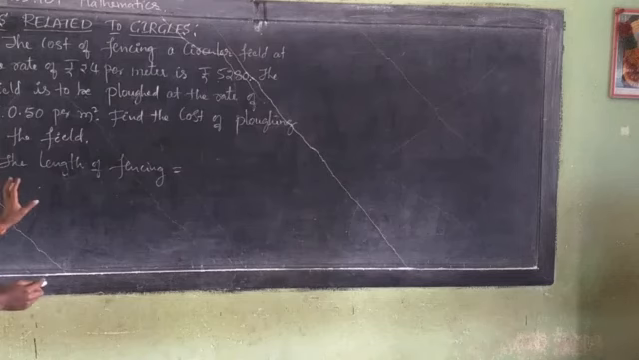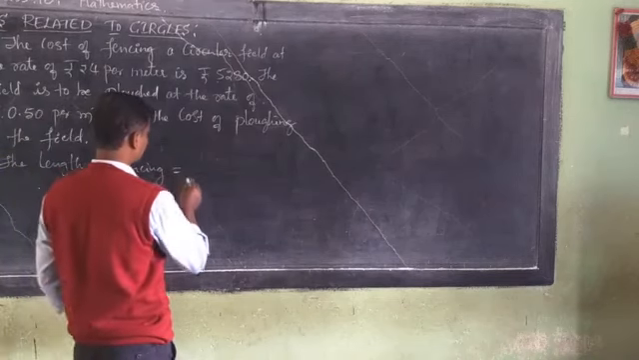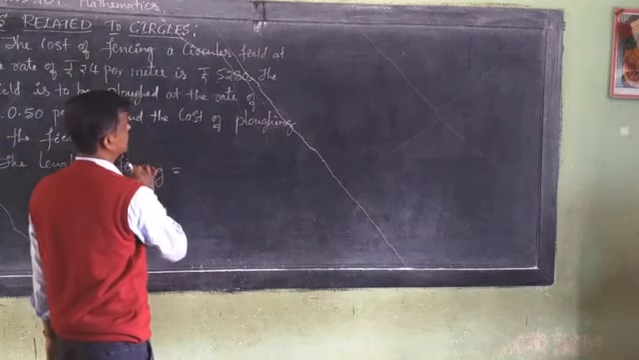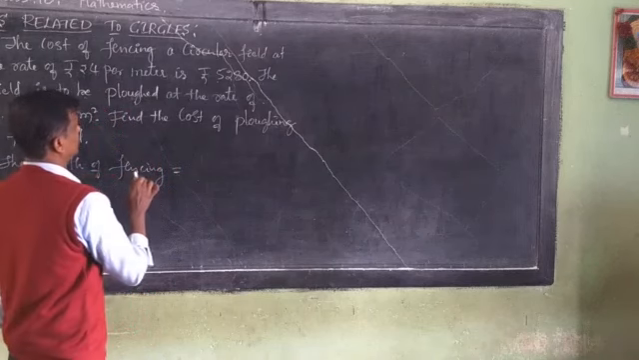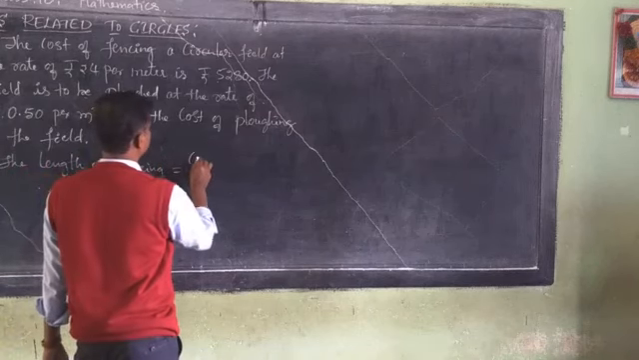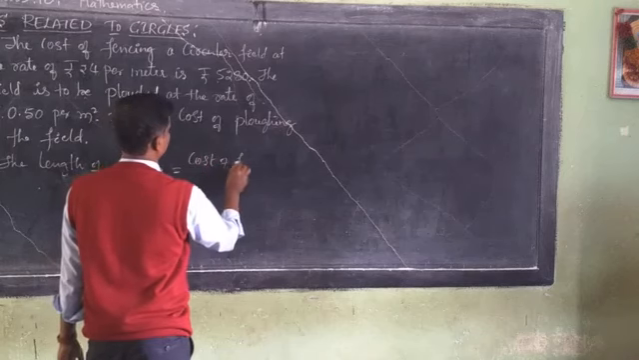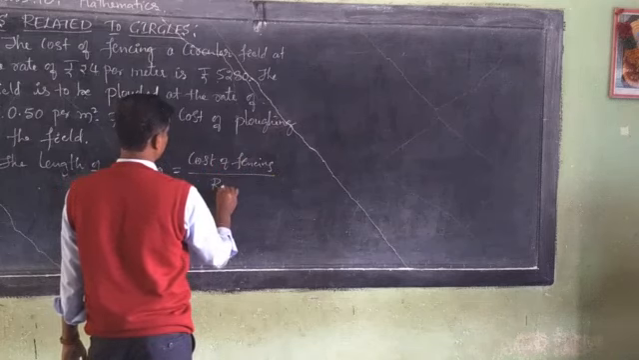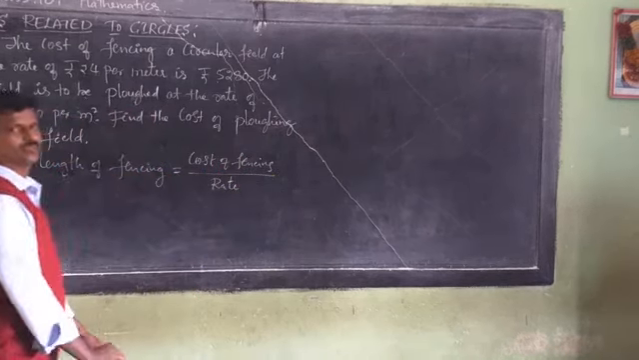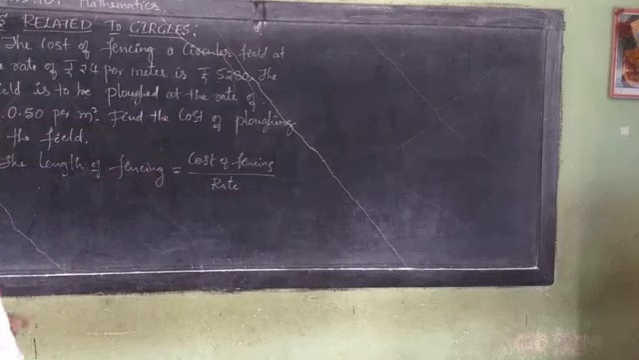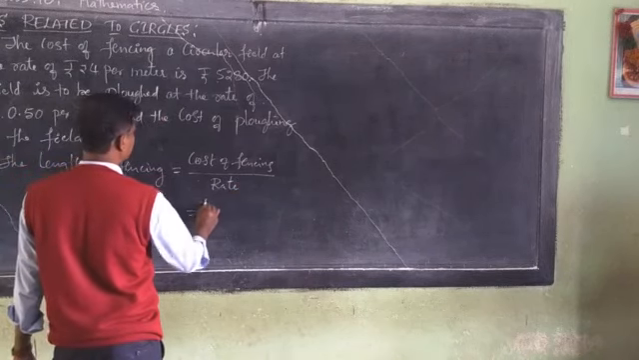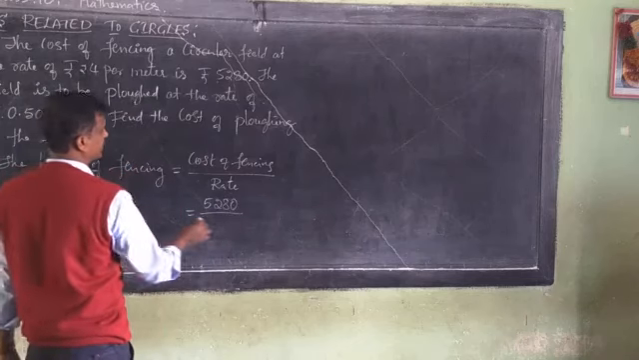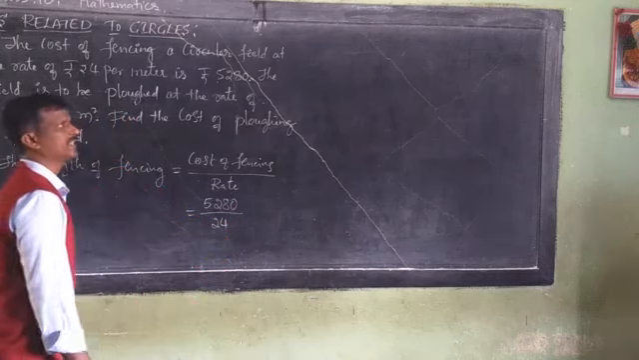The length of fencing is equal to the cost of fencing by the rate. The cost of fencing is 5280. Per meter it costs rupees 24. We have to divide this by 24.